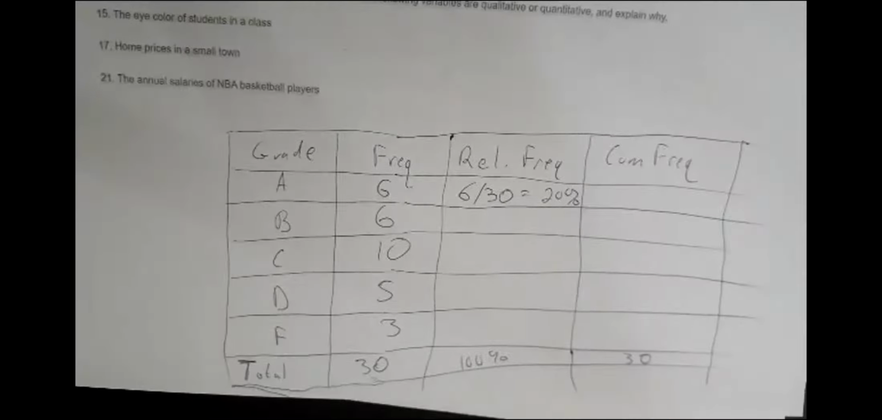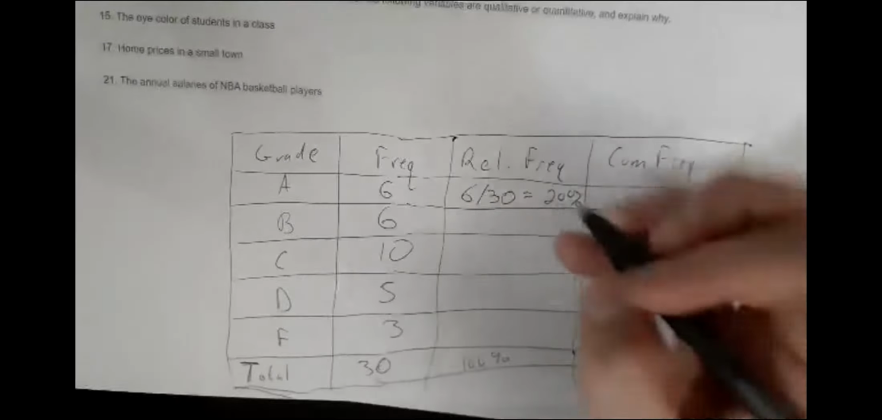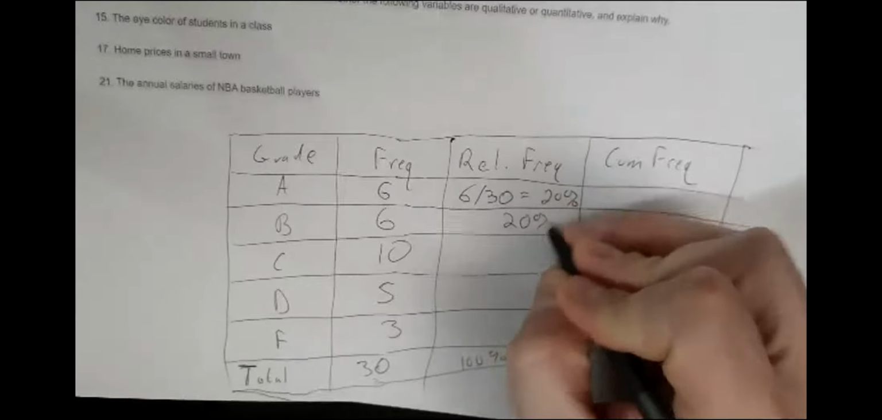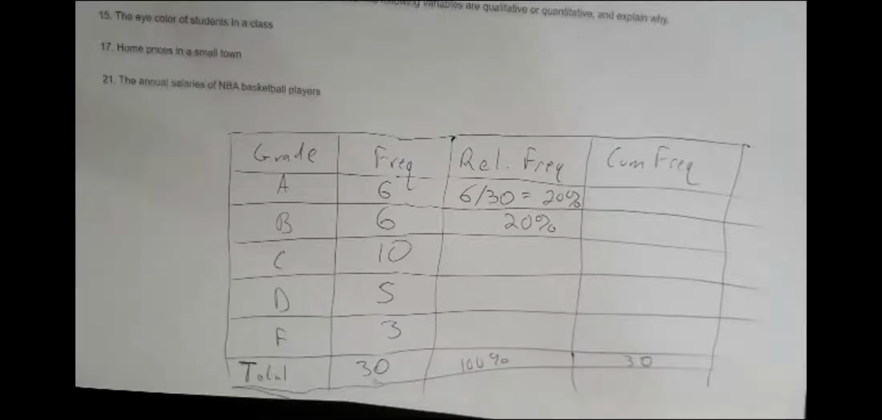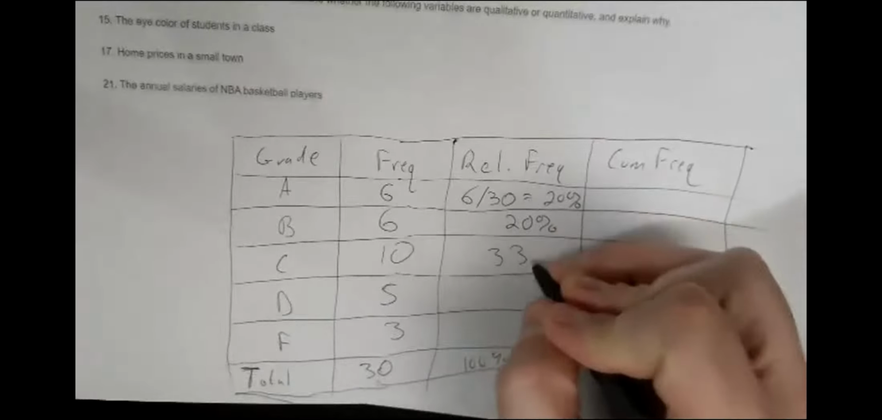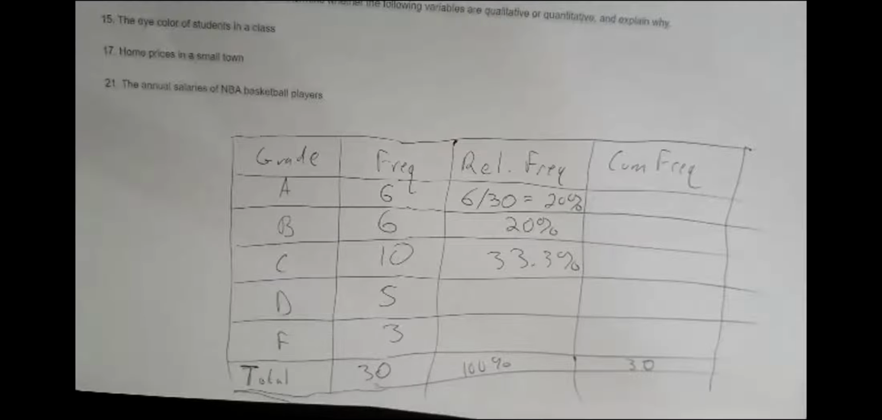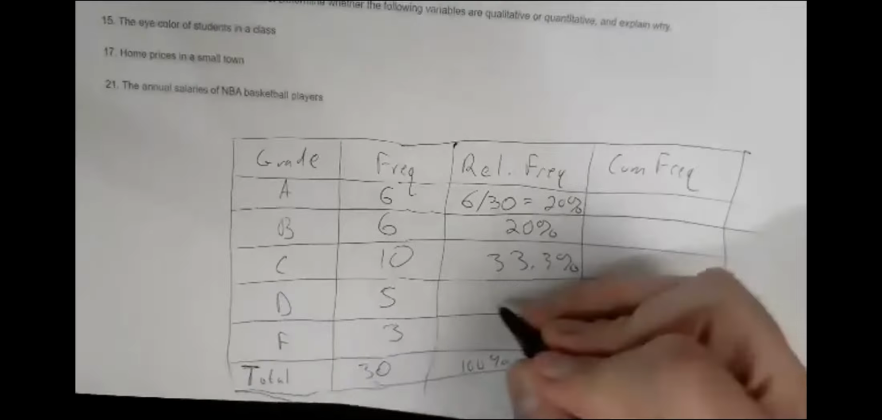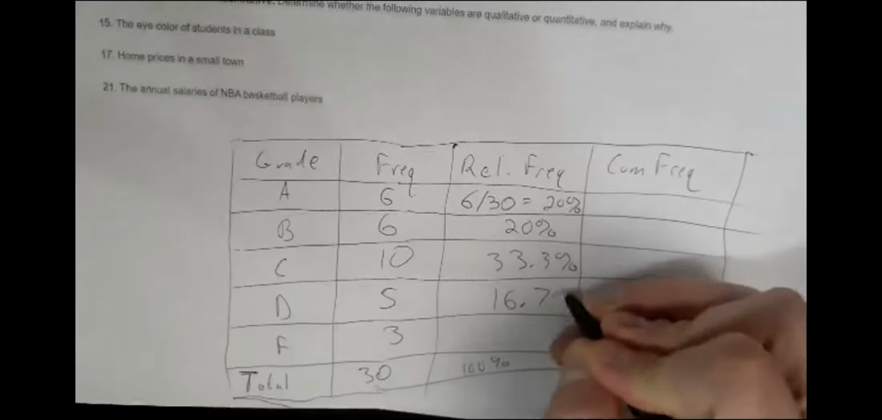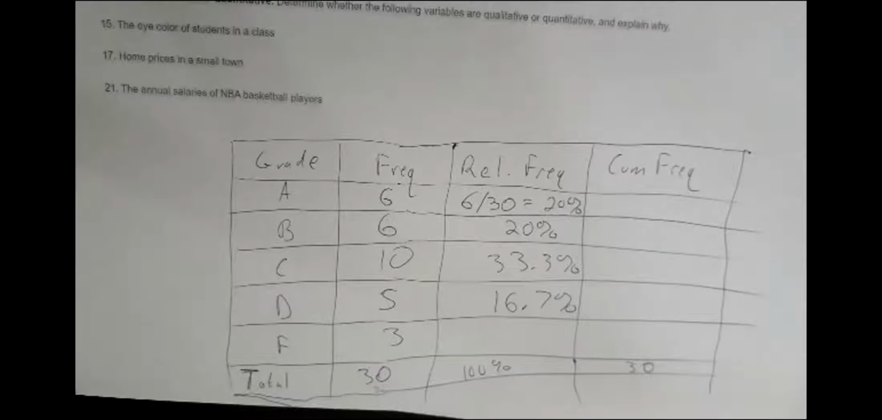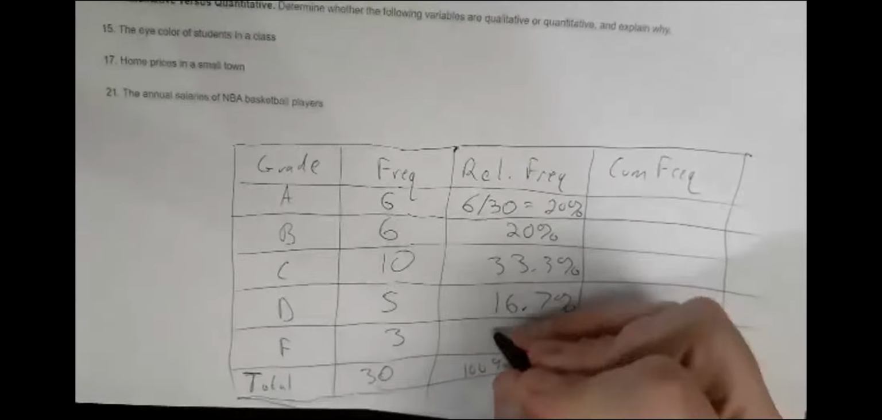We have to convert it to a percentage, from a decimal to a percentage. 6 divided by 30 is going to give you 0.2. If that's 20%, and that's 6 of them, it's also 20%. If we do 10 out of 30, I got to round that a little bit. If I do 5 out of 30, that gives me what? 6. And if I do 3 out of 30, that's going to give me 10.